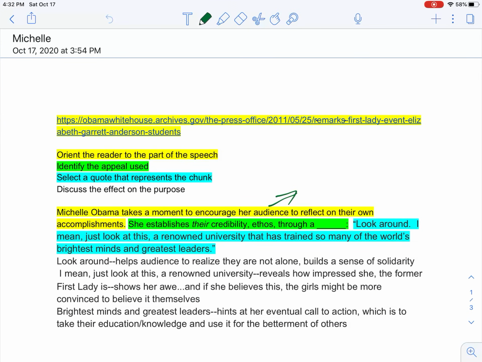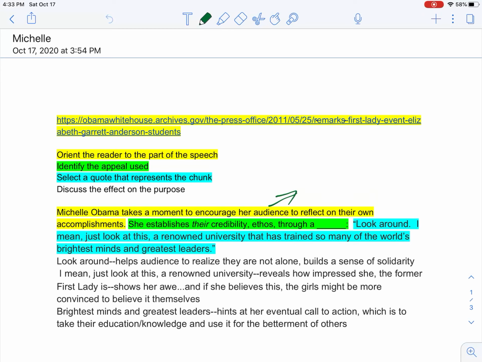Now this is not written the way that it will be in the paragraphs, but we were just kind of getting our ideas out. "Look around. I mean, just look at this. A renowned university that has trained so many of the world's brightest minds and greatest leaders." So the look around part helps the audience to realize that they're not alone. It builds a sense of solidarity.